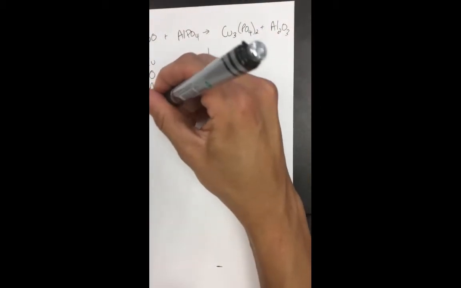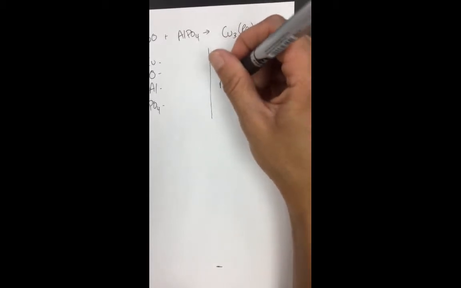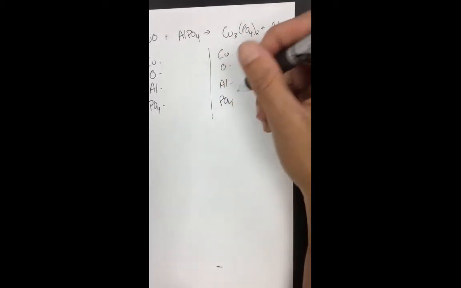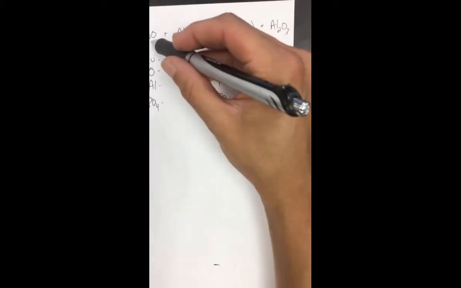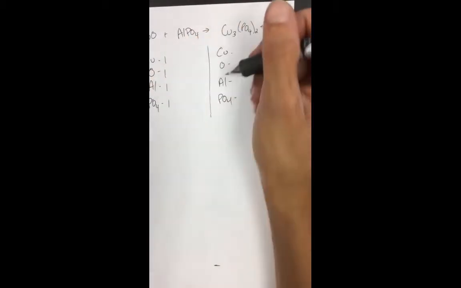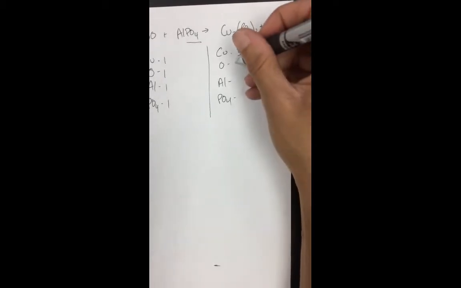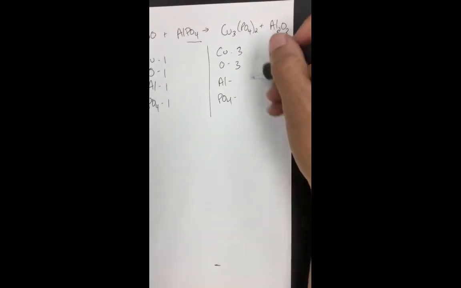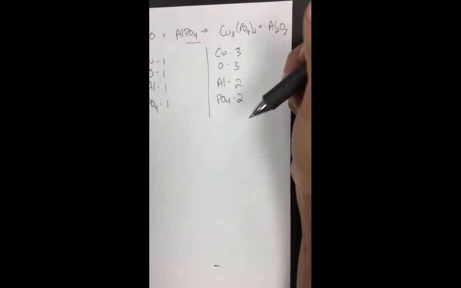Again, you'll get comfortable with this enough that you won't have to do these, like cutting it in half and then writing everything down. But you need to learn the steps first so that you can make it more mental. You own the steps a little bit more. So this side we have 1 copper, 1 oxygen, 1 aluminum, 1 phosphate. Again, phosphate being that whole chunk there, PO4. Here we've got 3 coppers, 3 oxygens, 2 aluminums, and 2 phosphates. So all of these are different numbers.